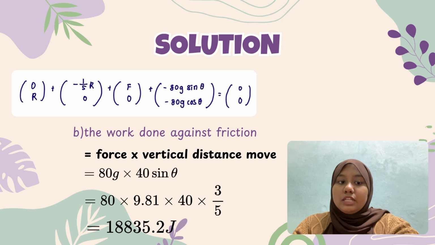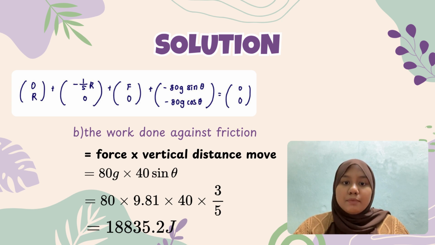We substitute into the formula: 80 times 9.81 times 40 times 3/5, and we got the answer 18,835.2 joule. So the total work done against gravity up the slope is 18,835.2 joules.